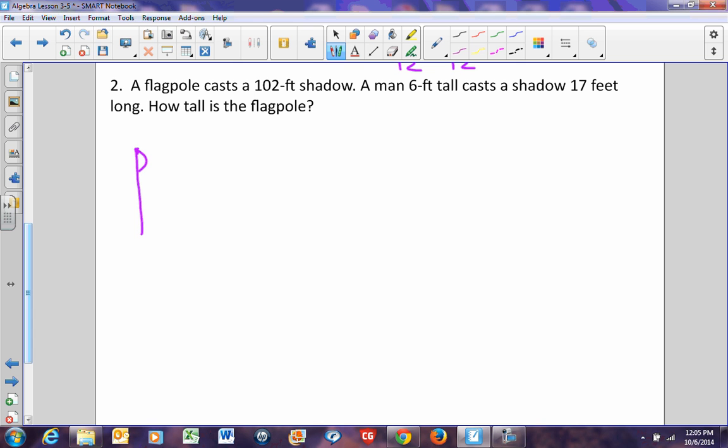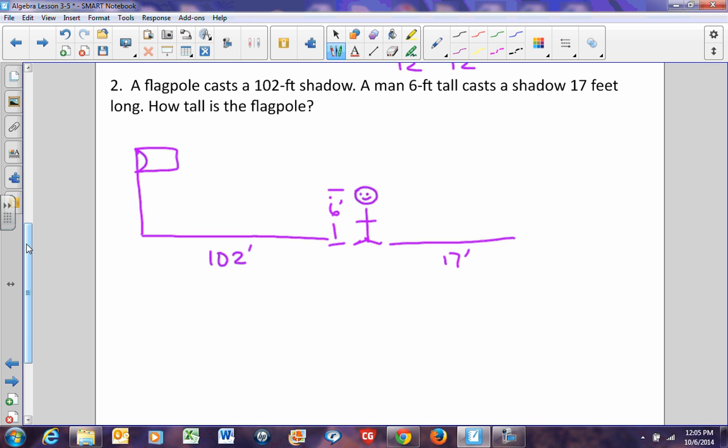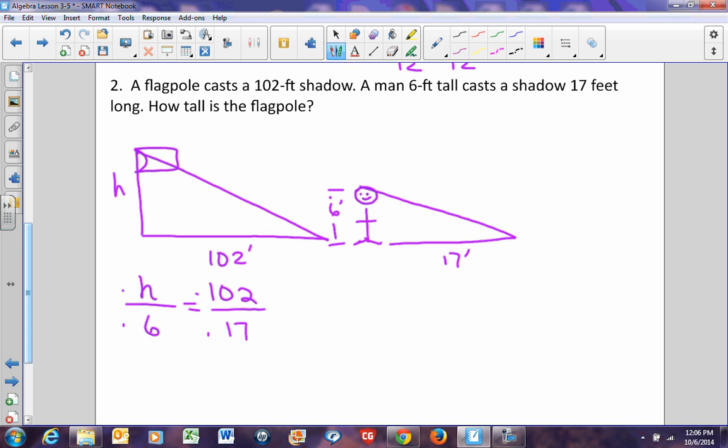Okay, so here we are. Here's my flagpole. It's going to cast a 102-foot shadow. And I have a man over here who's 6 feet tall. He's going to cast a 17-foot shadow. So we need to know how tall this flagpole is. We're going to create some little triangles here, just like this. So the height of the flagpole over the height of the man equals the length of the shadow of the flagpole over the length of the shadow of the man. Pole to man, pole to man. Make sure you're consistent with that.